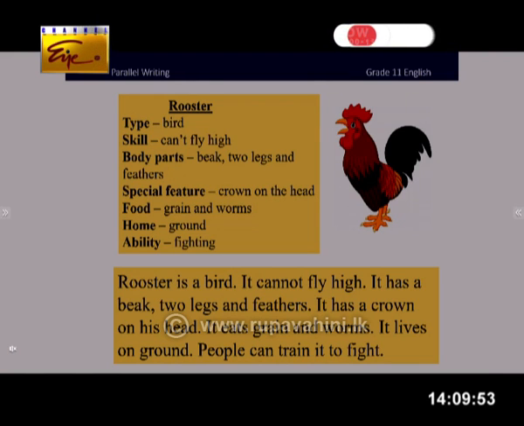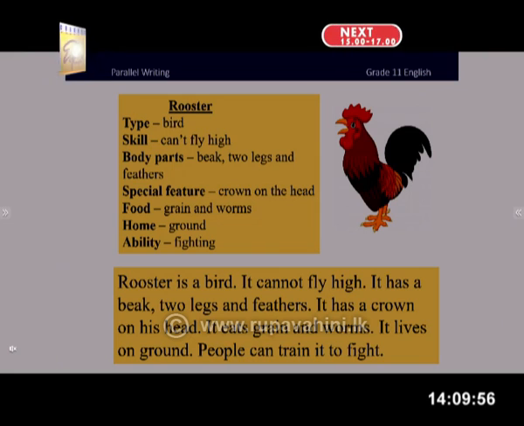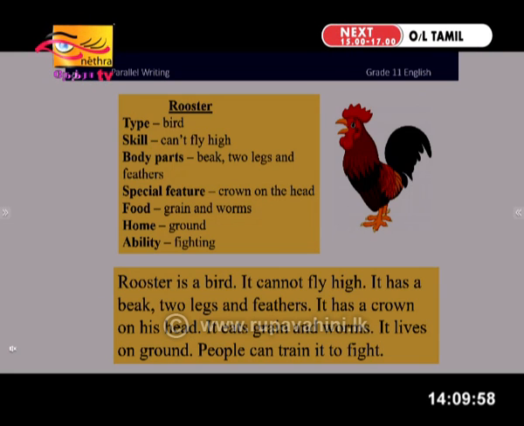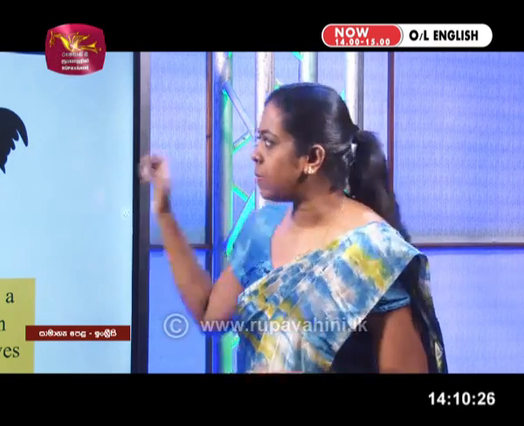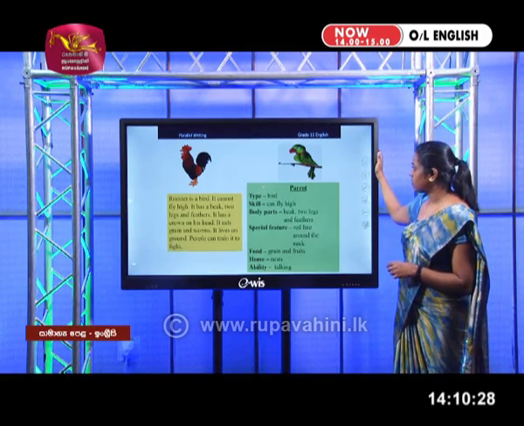Rooster is a bird. It cannot fly high. It has a beak, 2 legs and feathers. It has a crown on its head. It eats grain and worms. It lives on ground. People can train it to fight. Now please observe the structure. Right? And we are going to slowly change a few words from this paragraph to write about another bird.